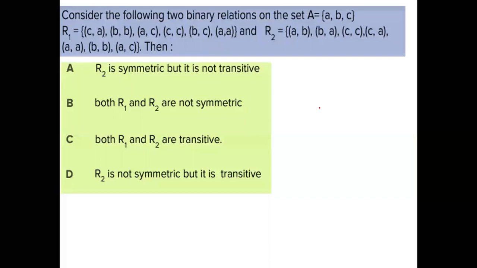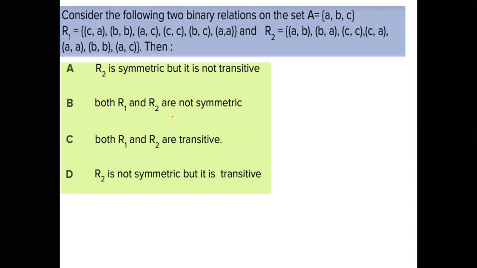Okay, so here the first relation R1 contains these ordered pairs: (C, A), (B, B), (A, C), (C, C), (B, C) and (A, A). And R2 is this particular relation. R1 and R2 are given. Now you have to check whether R2 is symmetric, but you have to go for only symmetric and transitivity. Correct? Because it is not reflexive, we have to check symmetric and transitivity in the given options to find the answer.